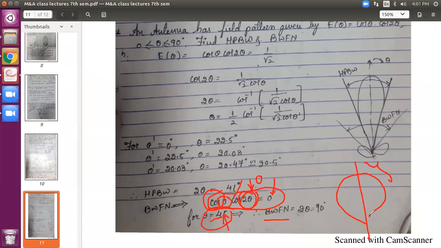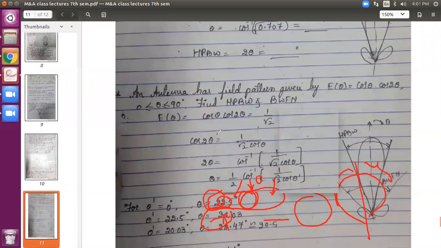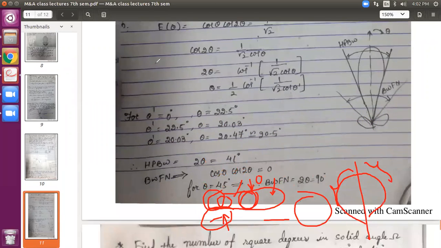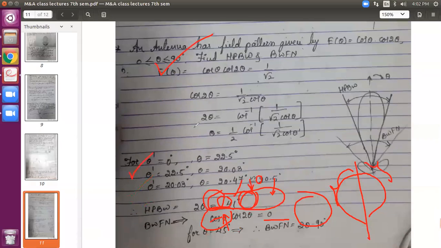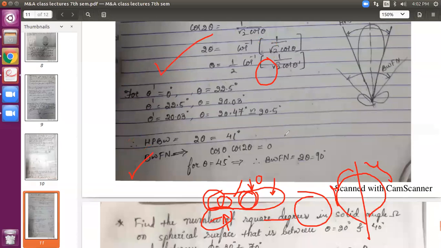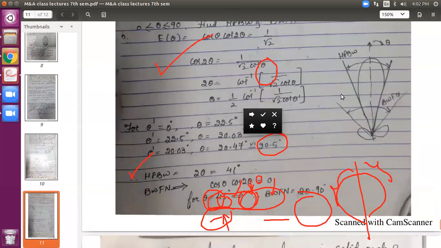Half is 45. What about the remaining half? 45 plus 45, it is 90 degrees. So in this problem, we have calculated both HPBW and BWFN. Half power beam width we have calculated by equating to 0.707, and BWFN we have calculated by equating to 0. So I hope you have understood this problem.